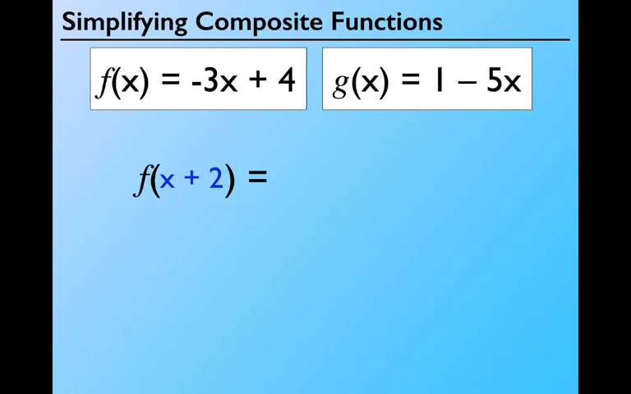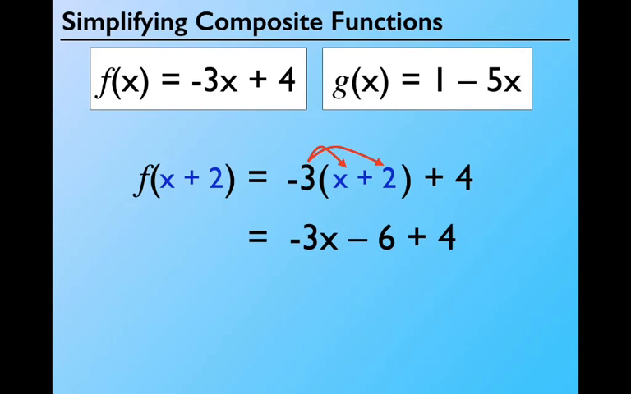Now what if instead of a number, I put in some kind of term inside of f of x? So if I were trying to find f of x plus 2, what would I plug in for x? I'd plug the entire thing in blue in, the entire term, x plus 2. Now here you have to distribute because they're parentheses. So I end up with negative 3x minus 6 plus 4, and combining like terms, my answer would be negative 3x minus 2.